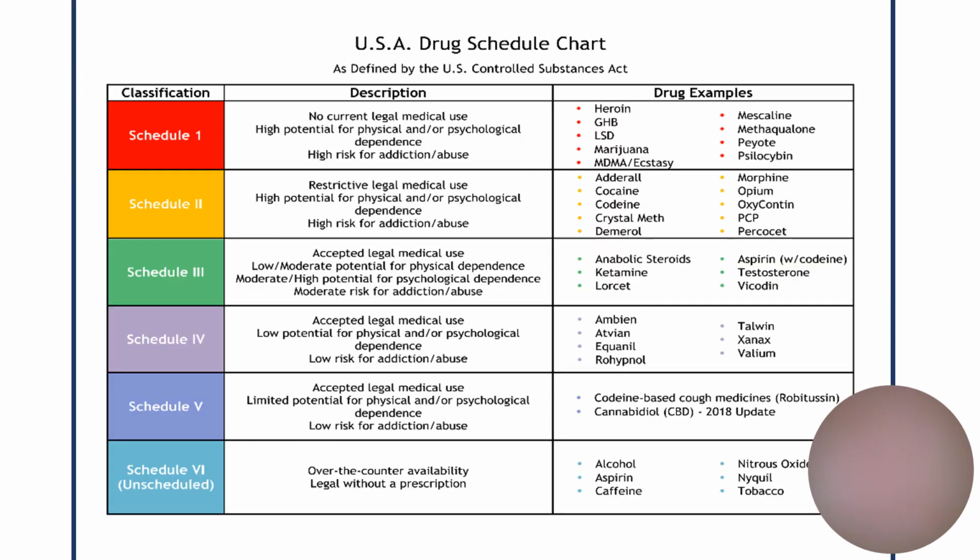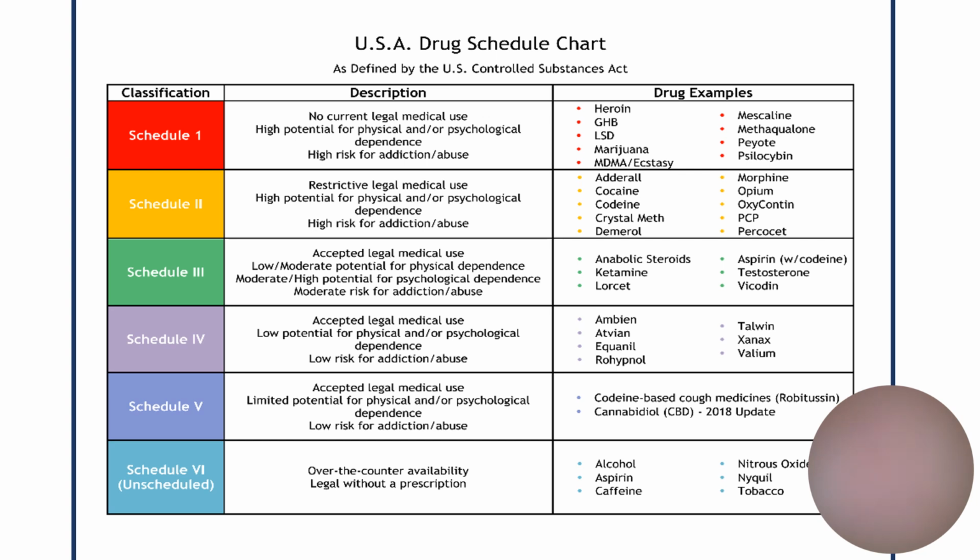This is the USA drug schedule chart, as defined by the U.S. Controlled Substances Act. You have Schedule 1 drugs, 2, 3, 4, 5, and then the 6 is just unscheduled, like over-the-counter availability, legal without a prescription, like alcohol, aspirin, caffeine, things like that.